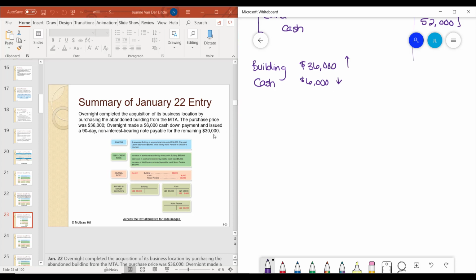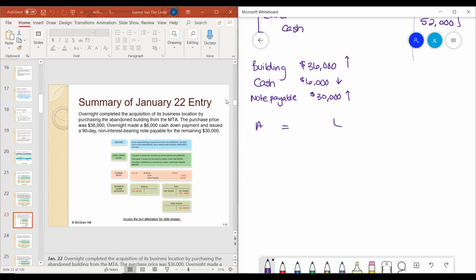And then also we had to borrow the rest, right? We're financing the rest. And they tell us it's in the form of a note payable, which is a liability. So the note payable is $30,000, and that's going up, right? Because you owe more money now.